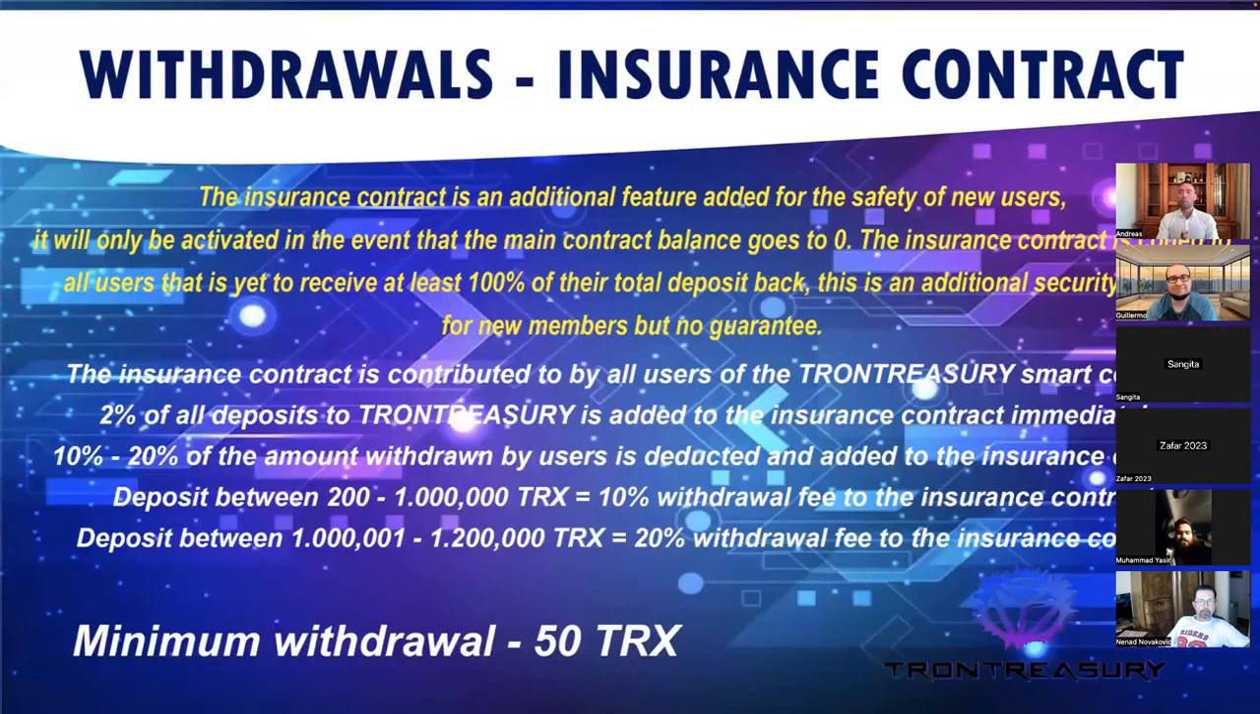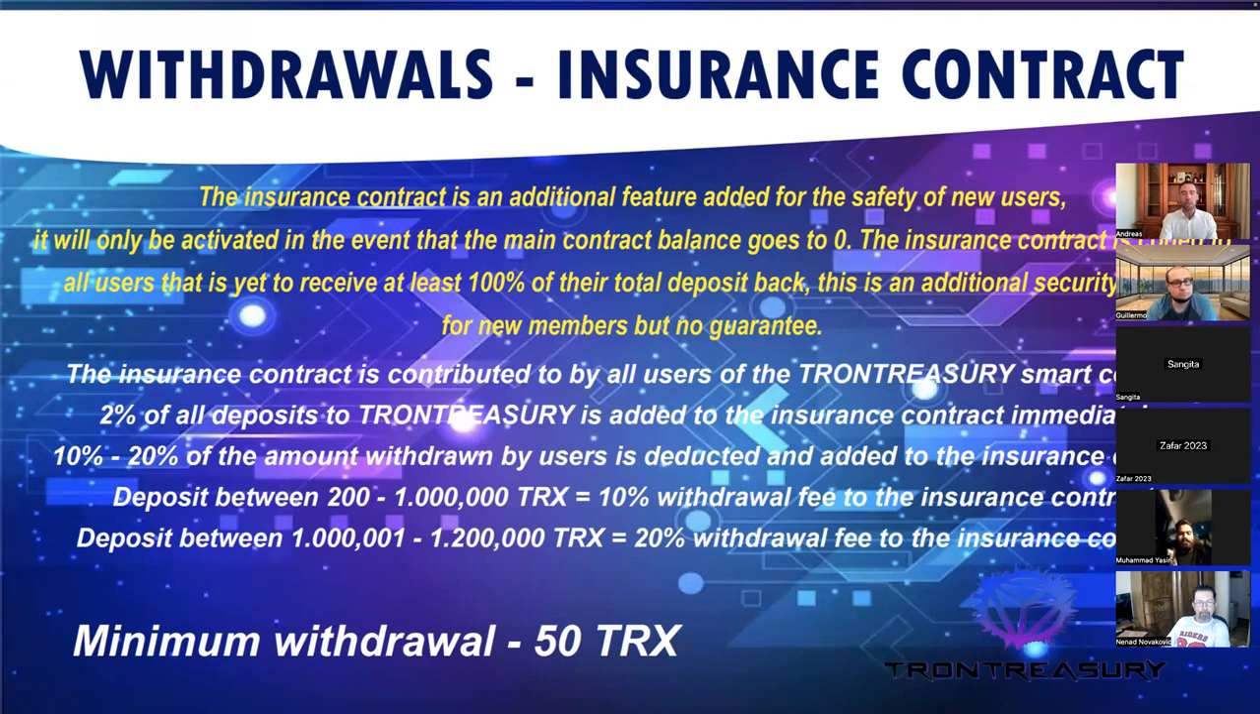All right, a little bit about withdrawals and the insurance contract. So we talked about a 2% deduction of all deposits going to the insurance contract. Now, I want to tell you why. The insurance contract is an additional feature added for the safety of new users. This will only be activated in the event that the main contract balance goes to 0. The insurance contract is coded to cover all users that at that point have yet to receive at least 100% of their total deposit back. Now, this is an additional security feature for new members, but it is no guarantee.